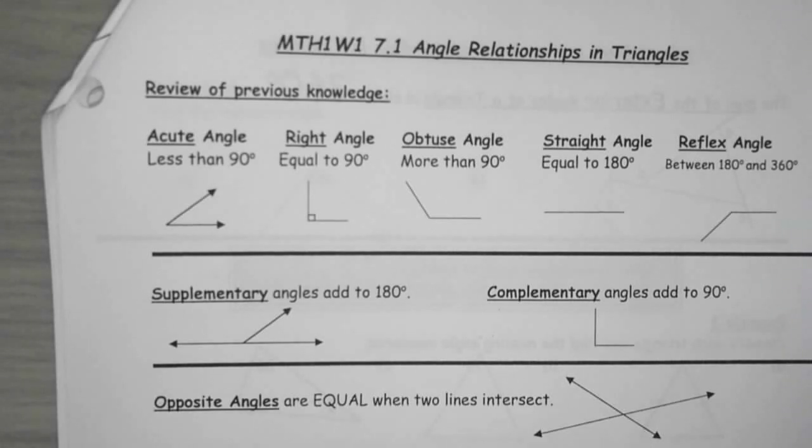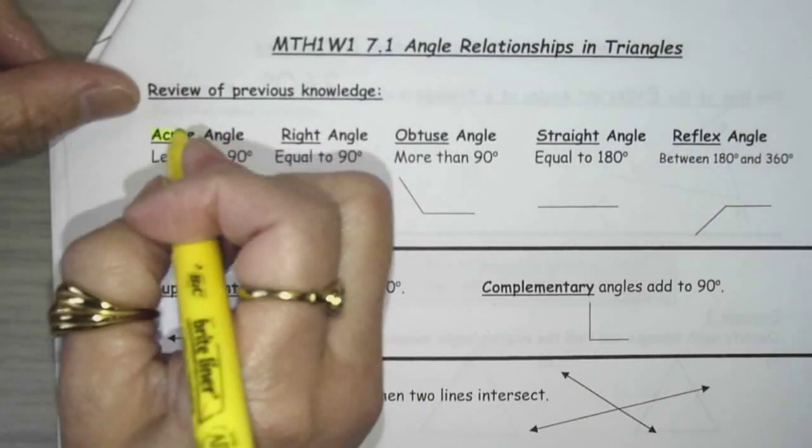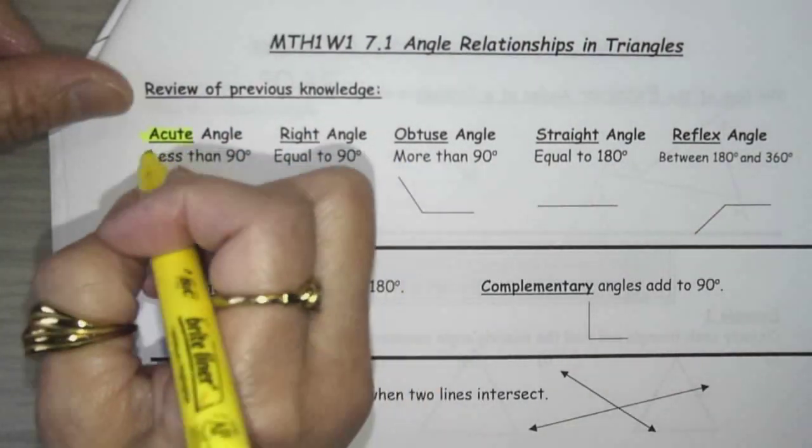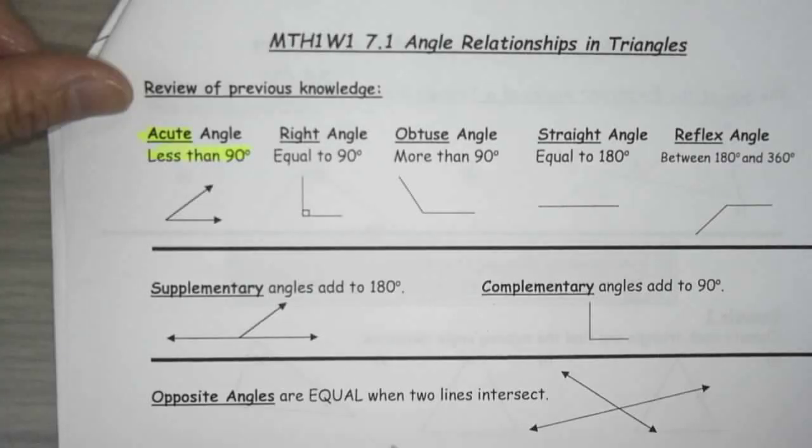7.1 is angle relationships in triangles. Let's review some words that you should know. They come up in bits and pieces. So acute, an acute angle is like, oh, isn't that cute? It's less than 90, so it's smaller.